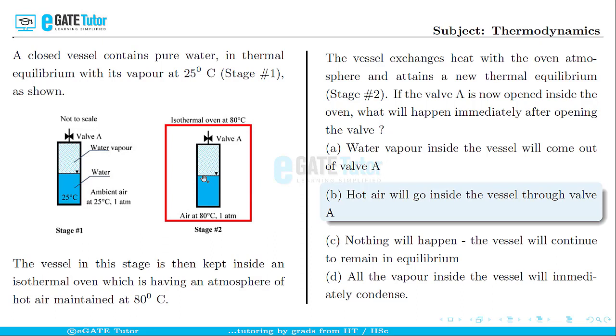So the 4 options are displayed on the screen, and according to the official key, the correct answer to this question is option B, which is hot air will go inside the vessel through valve A. Let's move on to the detailed solution and find how.